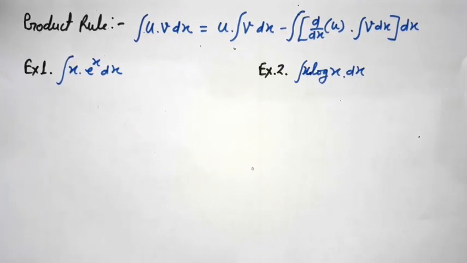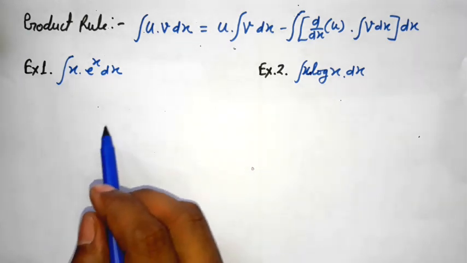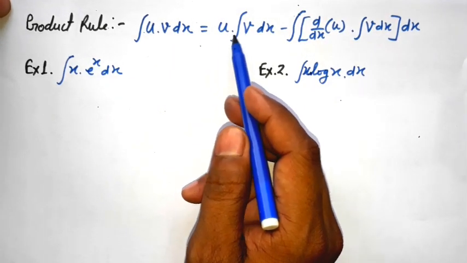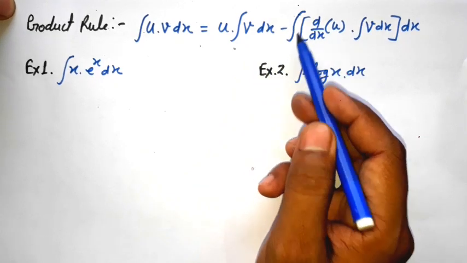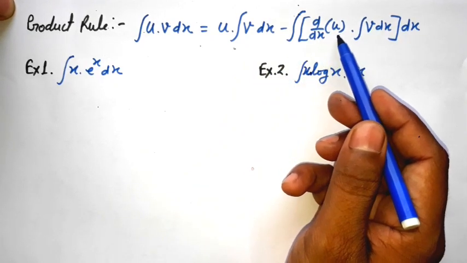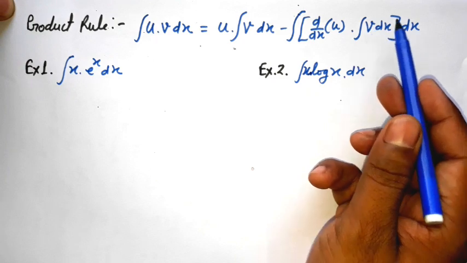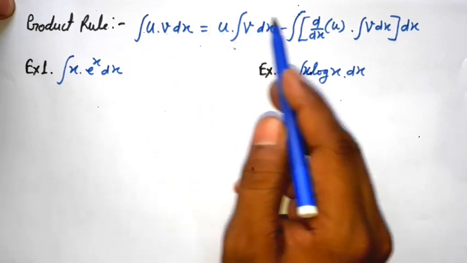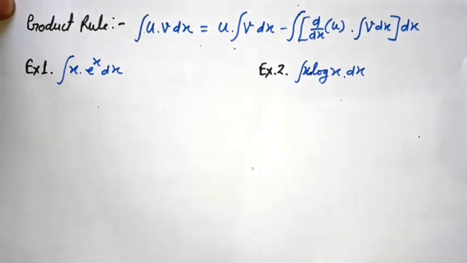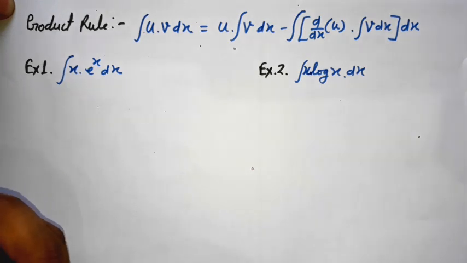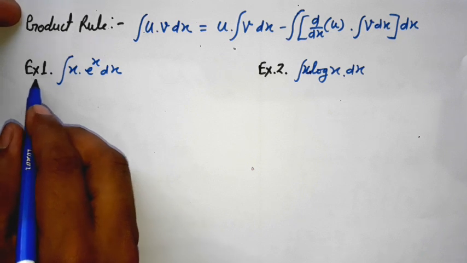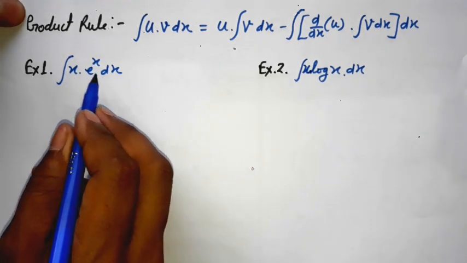Now the next rule is the product rule for integration. If u and v are functions of x, then integration of u into v equals u integration of v dx minus integration of differentiation of u into integration of v dx, whole integration with respect to dx. This is the formula for the product rule of integration. So we will apply this formula to a question. We take an example, integration x e to the power x dx.